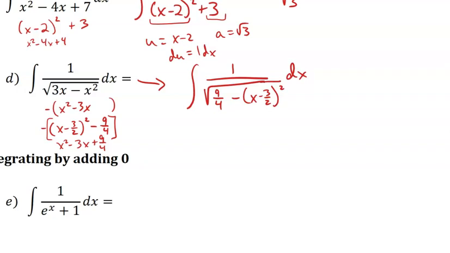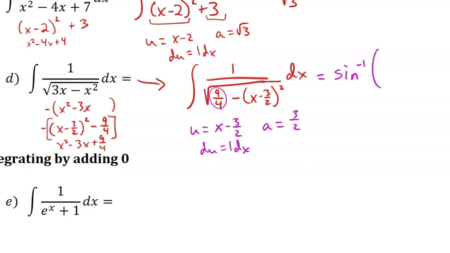Okay, so from here, my u is x minus 3 halves. My a is the square root of 9 over 4, so 3 halves. And my du is just 1 dx, so I don't need to manipulate anything here. So this is a sine inverse derivative where I have the constant first minus the variable term under the radical. And so my formula then is sine inverse of u over a. So that's going to be x minus 3 halves.